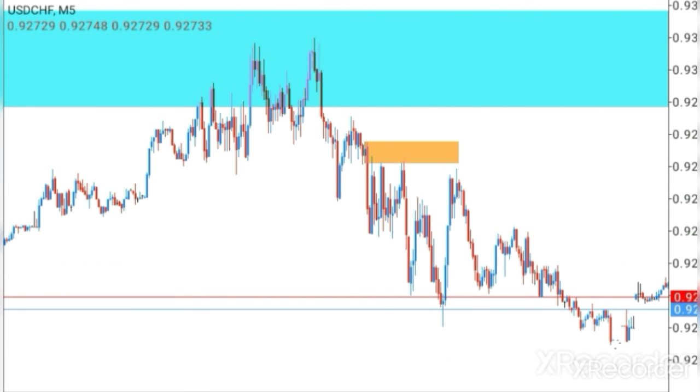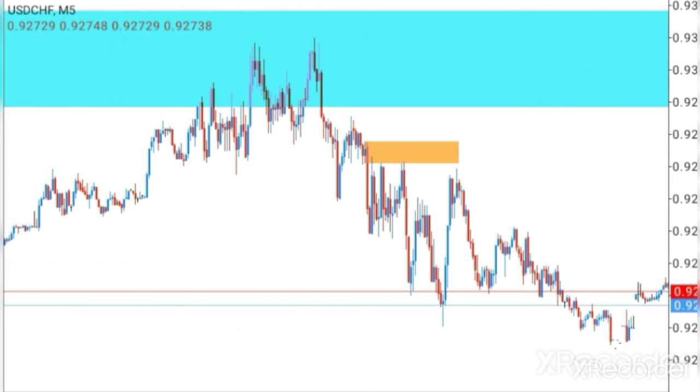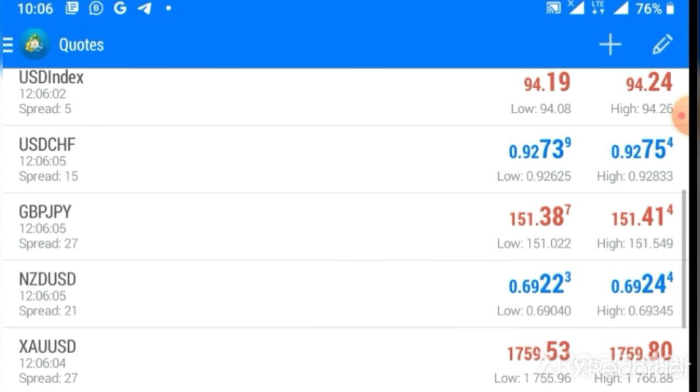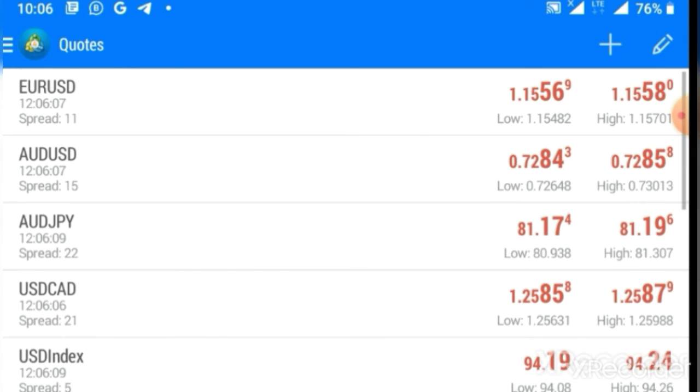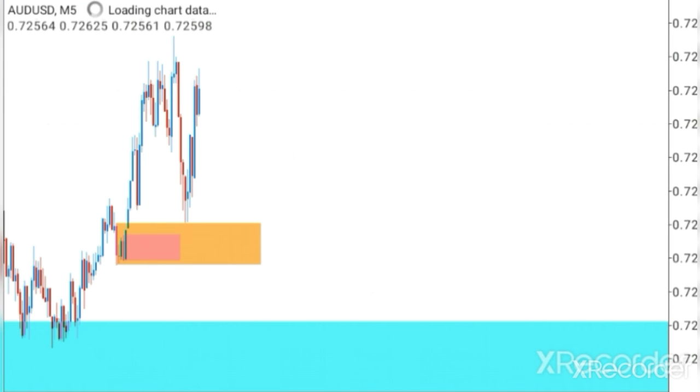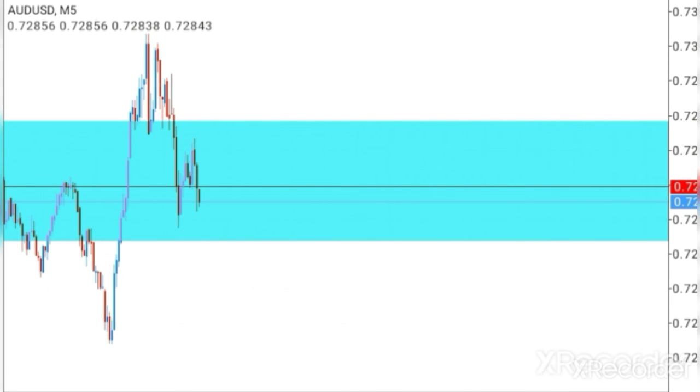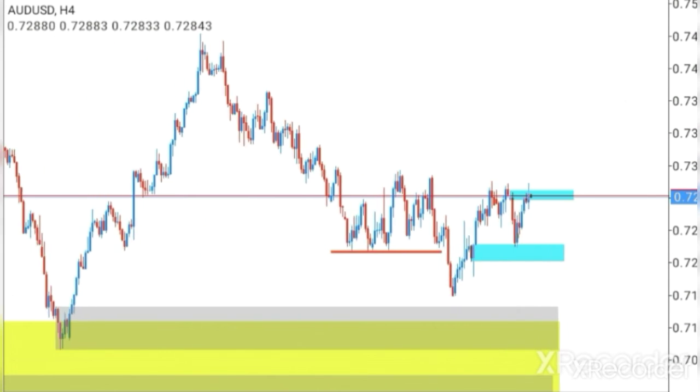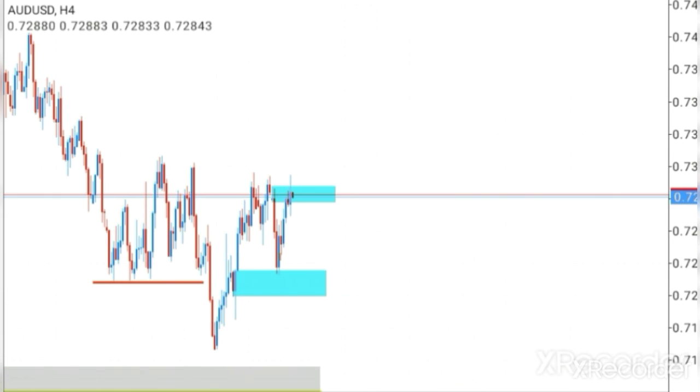I hope you are getting value from this. Now, let's continue. Let's look at another example. Let's check out if we can find one. Let's check AUD USD.